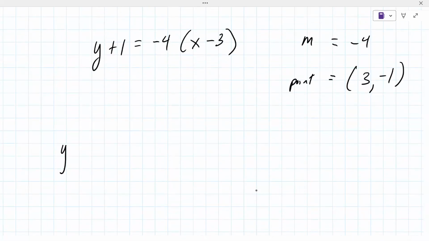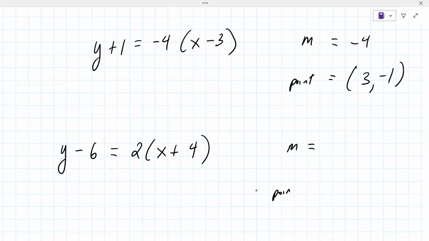Let's go: y minus 6 equals 2 times (x plus 4), like that. Give me the slope and give me the point, please. Okay, I got m equals 2 and the point equals (-4, 6).